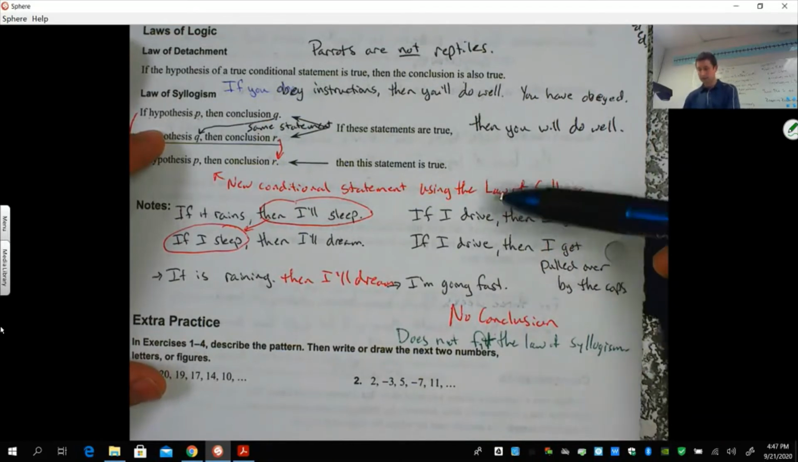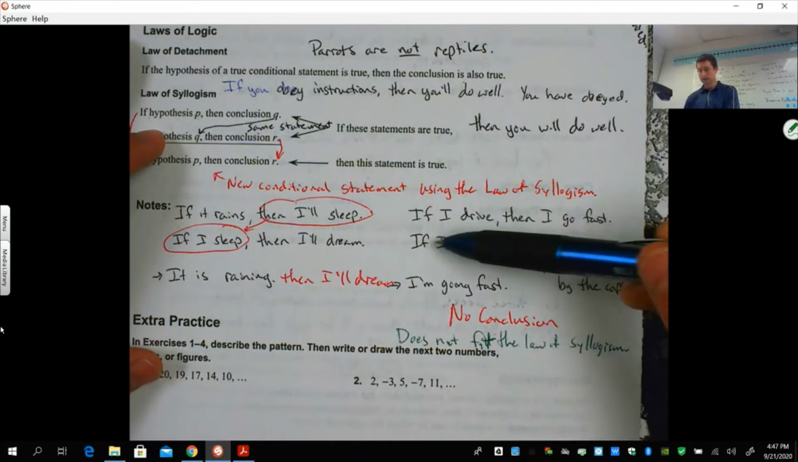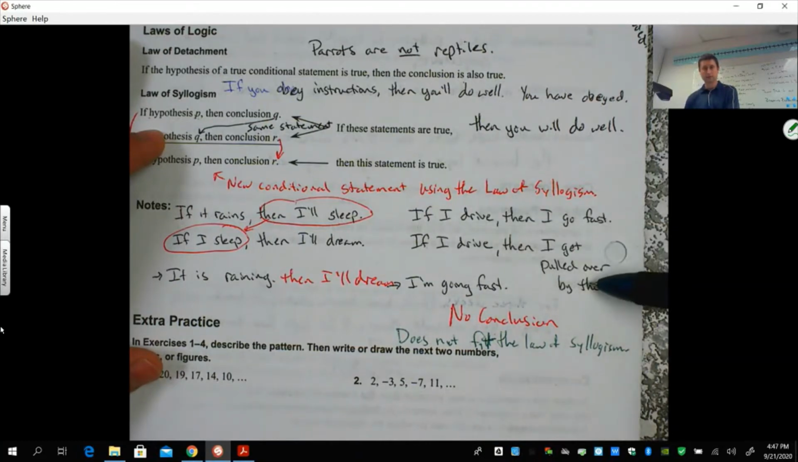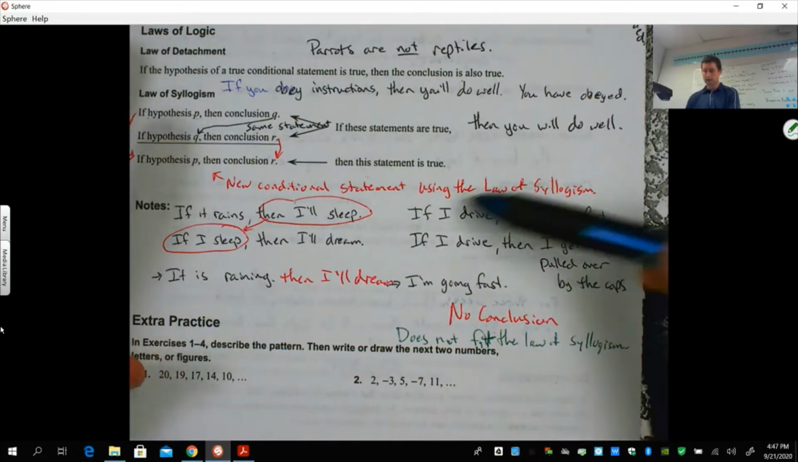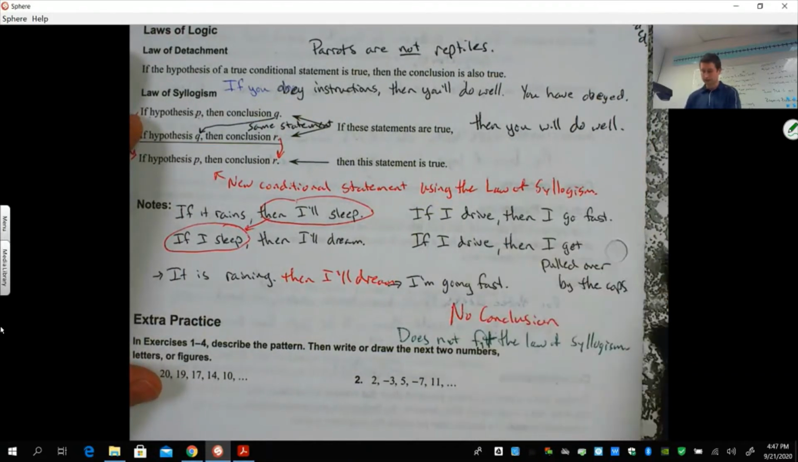It would have to be rewritten as if I drive, then I go fast. If I go fast, then I get pulled over by the cops. Then we could say, if I drive, then I get pulled over by the cops. That conclusion has to match one of the hypotheses.